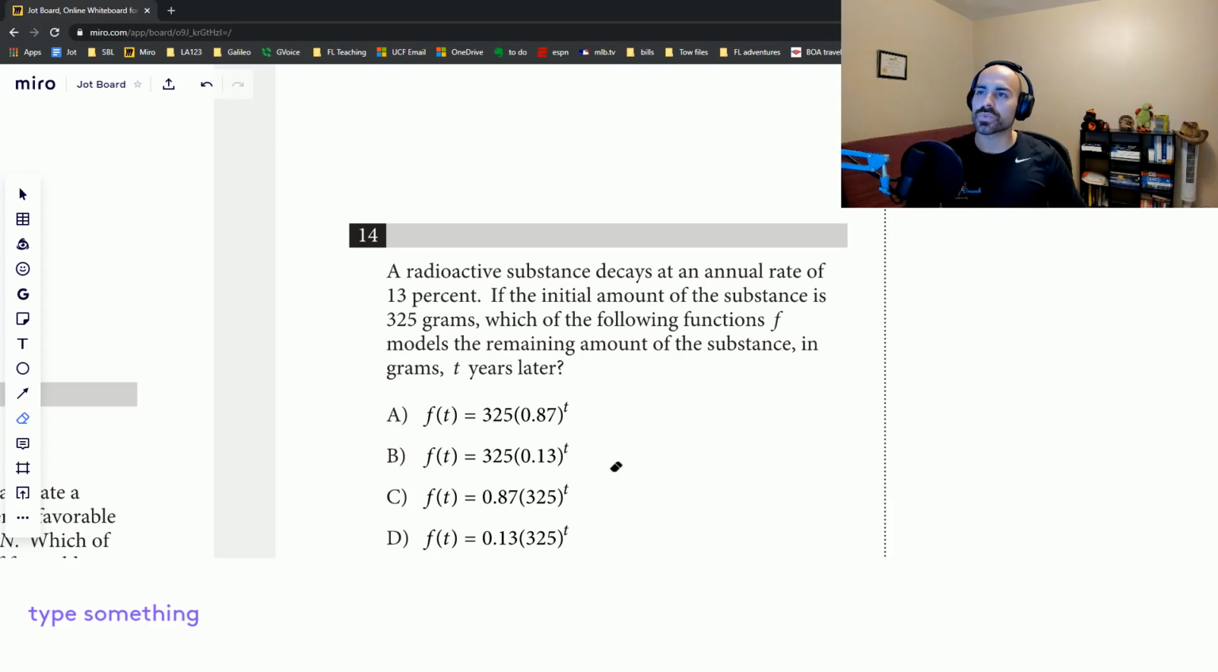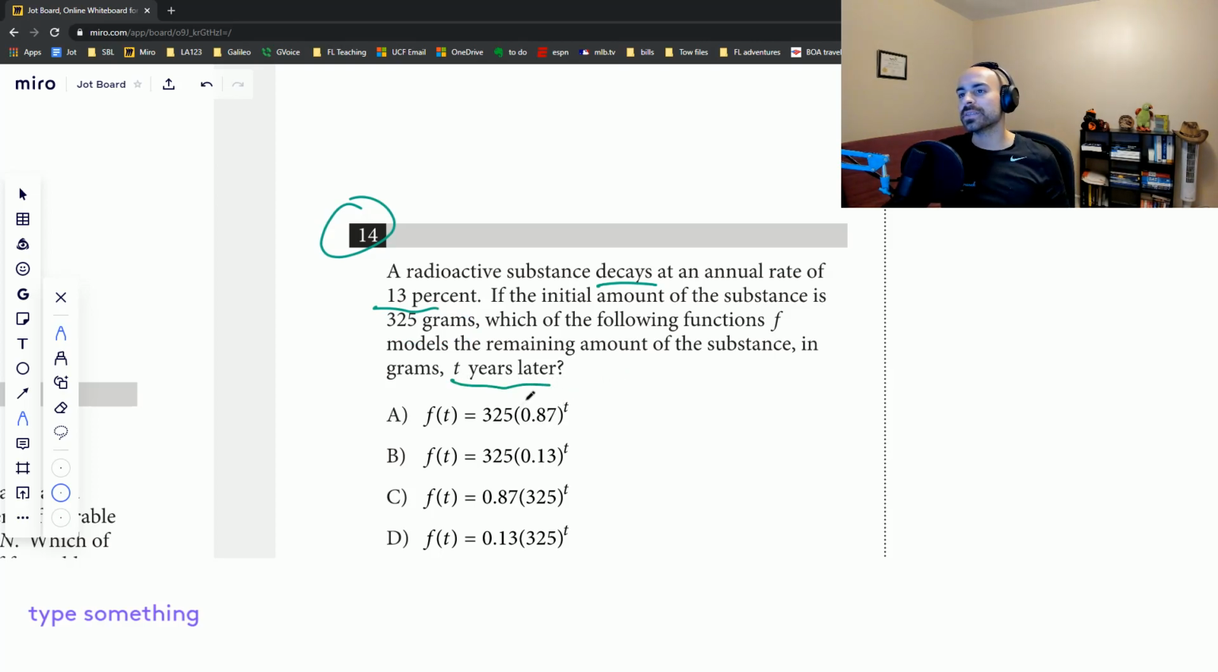So this problem doesn't require a long time to answer, but you do need to know what it is, which makes sense as to why it's 14, because this is a concept that's not commonly covered. And what they're asking us is, if something decays at a rate of 13%, which one of these formulas matches if your initial amount was 325 and T represents how many years the substance has been decaying?